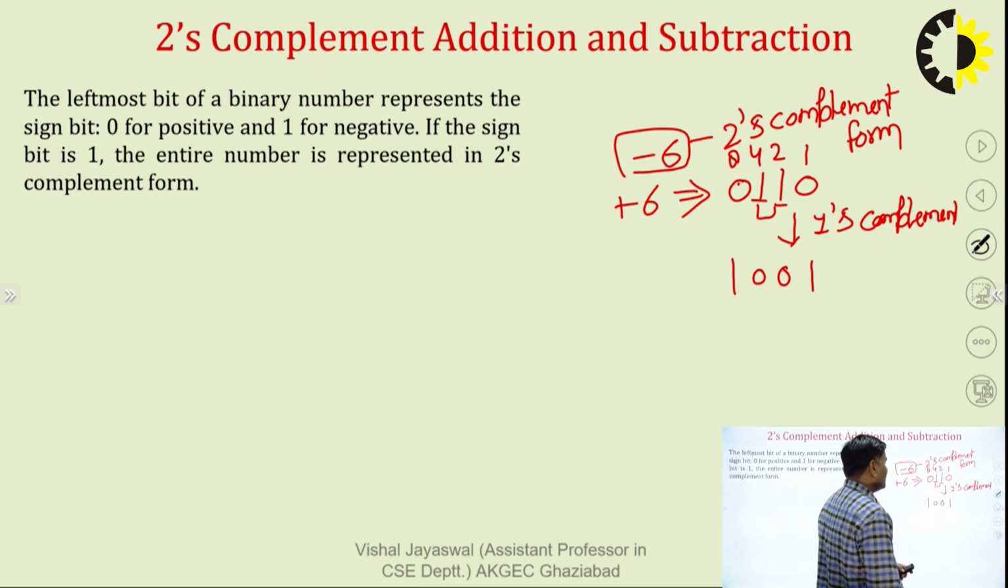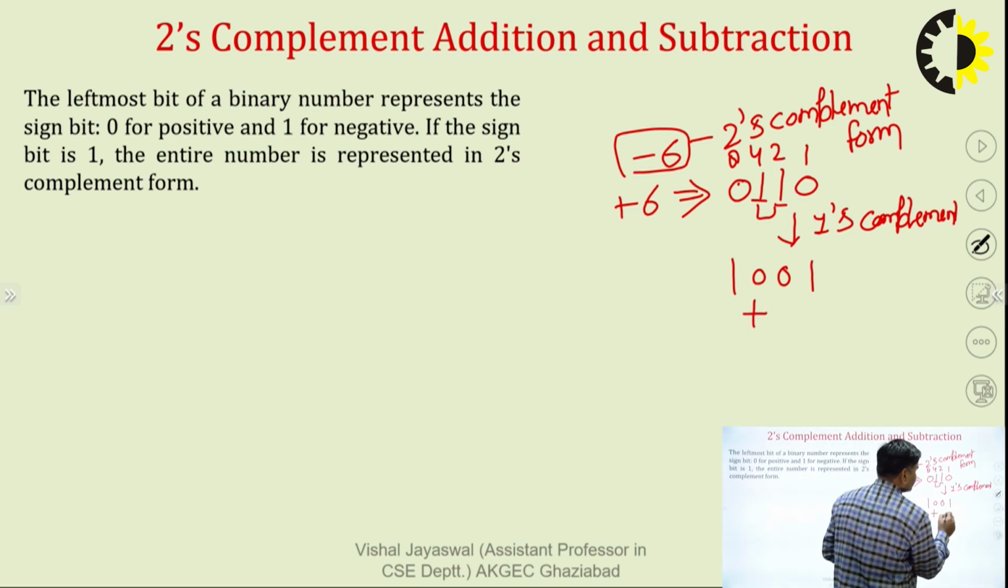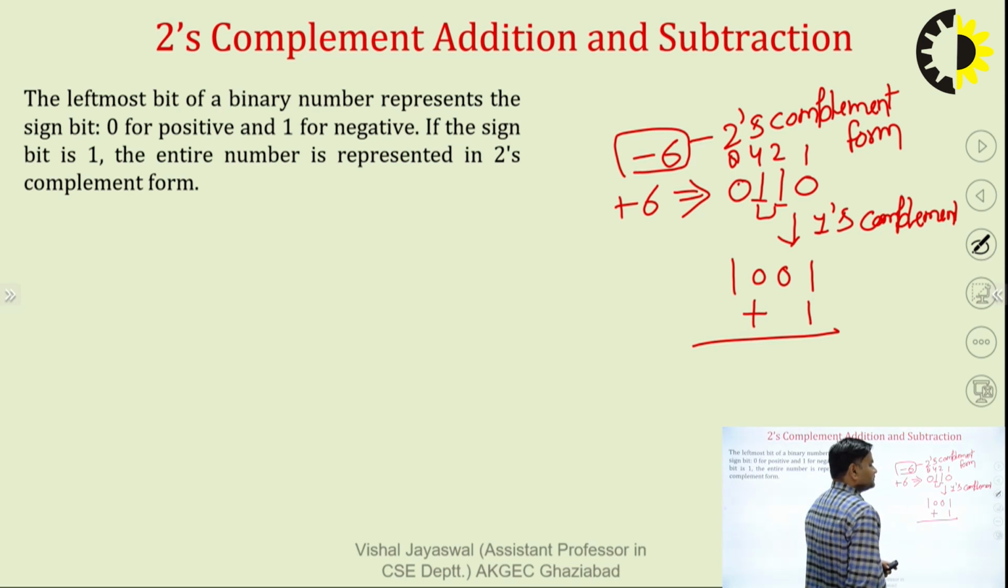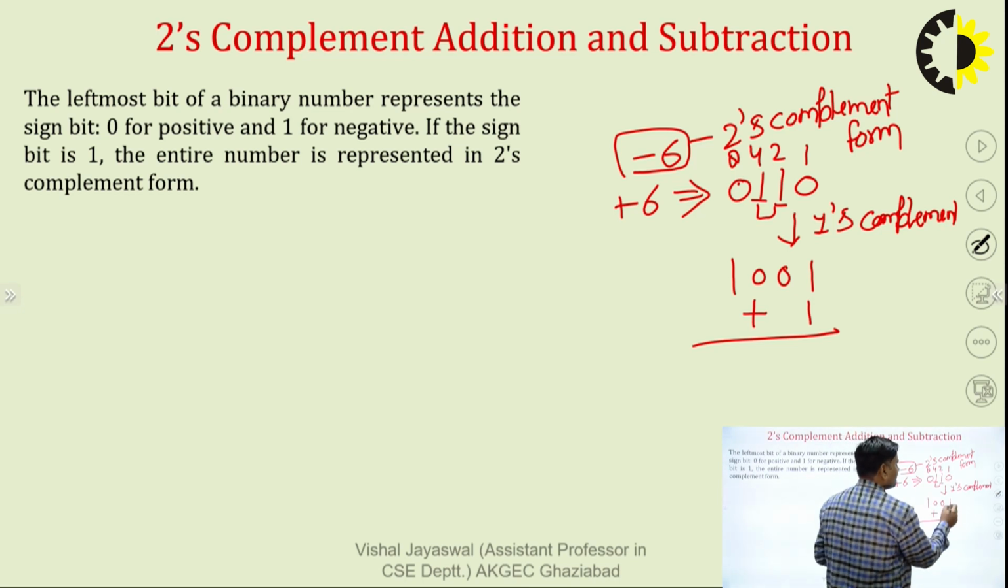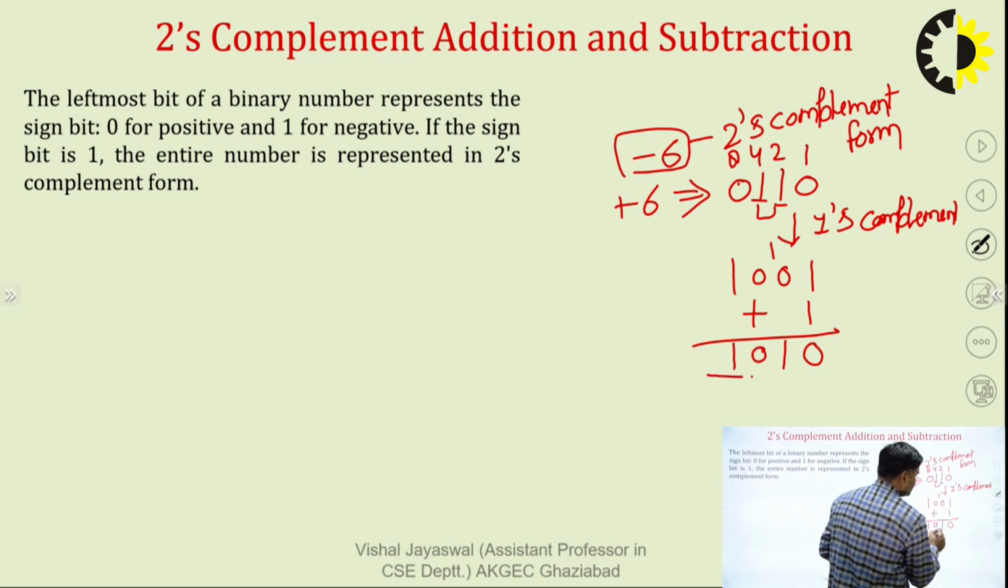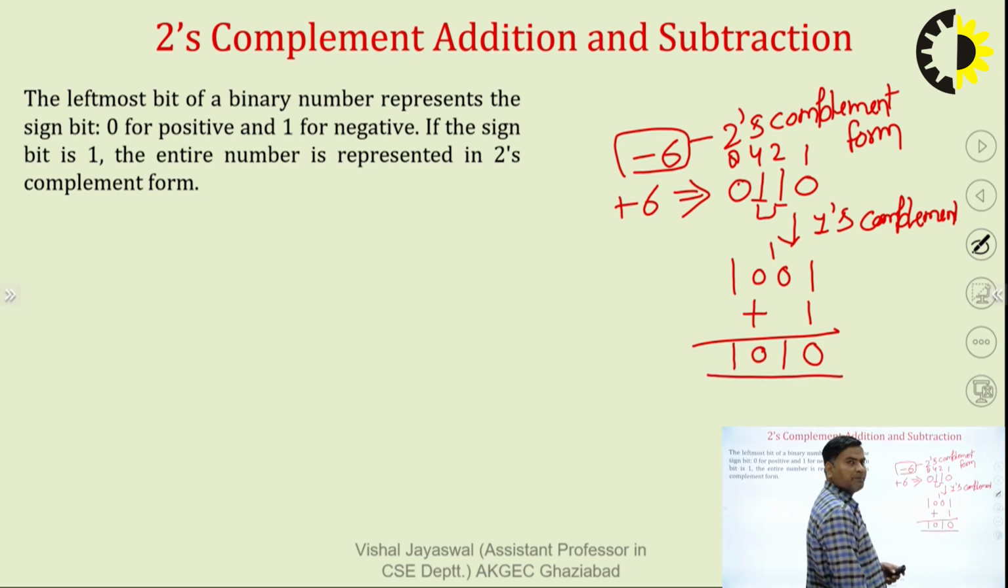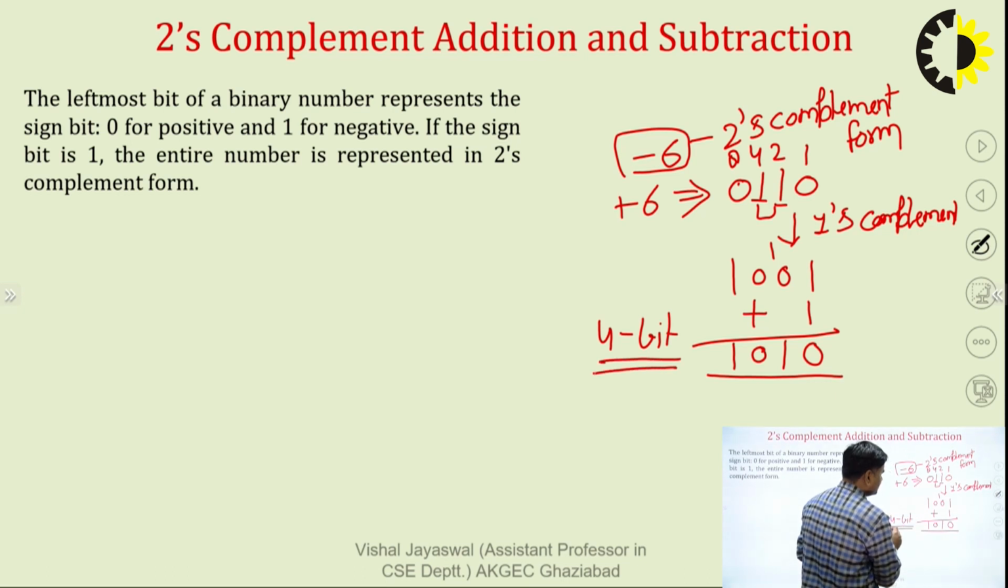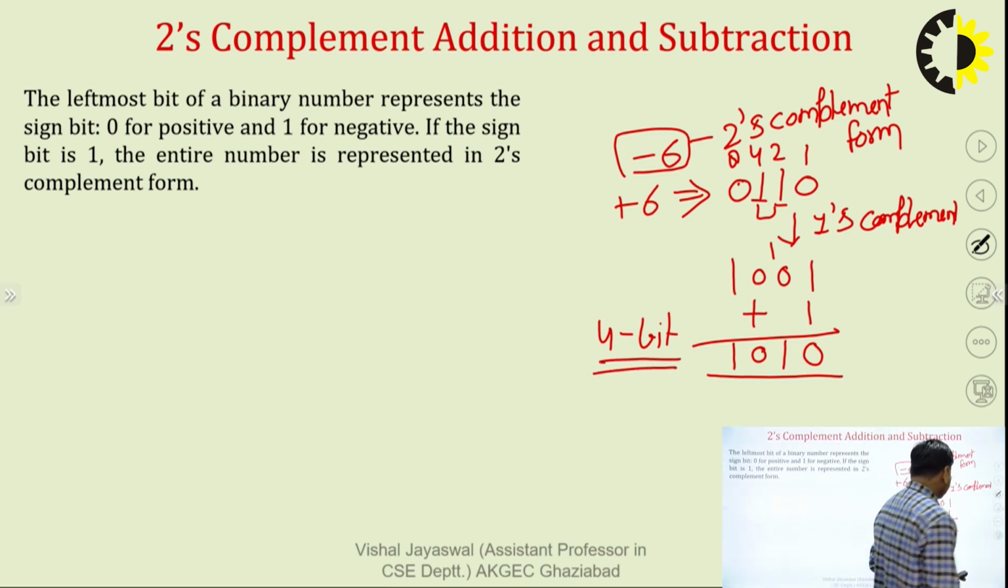Then we add plus 1 to this number. So 1 plus 1 is equal to 0, 1 carry, 1 plus 1, 1 plus 0, 1, 0 and 1. This is the 2's complement representation of minus 6. Basically, this is a 4-bit representation of minus 6.